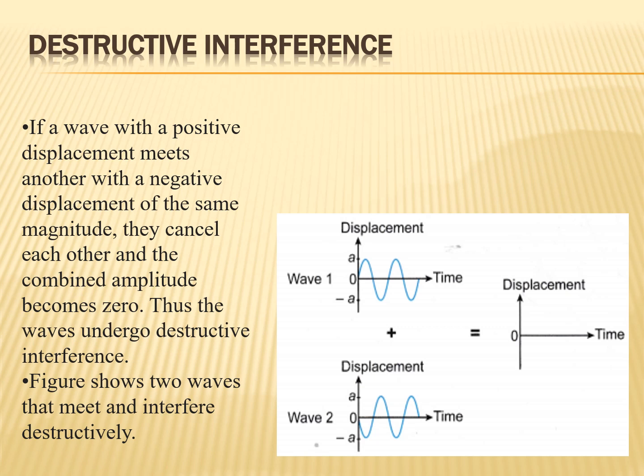The second case is destructive interference. If a wave with a positive displacement meets another wave with a negative displacement of the same magnitude, then they cancel each other and the combined amplitude becomes 0. As we can see here, wave 1 with an amplitude plus a and wave 2 with an amplitude minus a superimpose on each other and the resultant amplitude is 0. Thus, the waves undergo destructive interference.